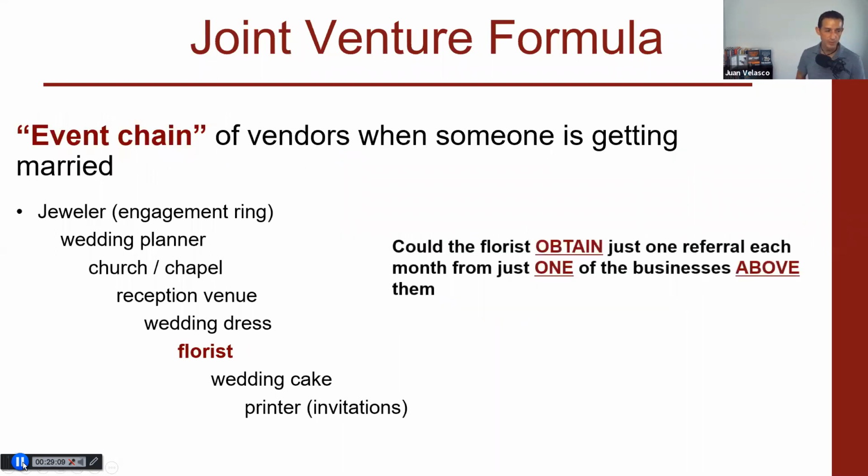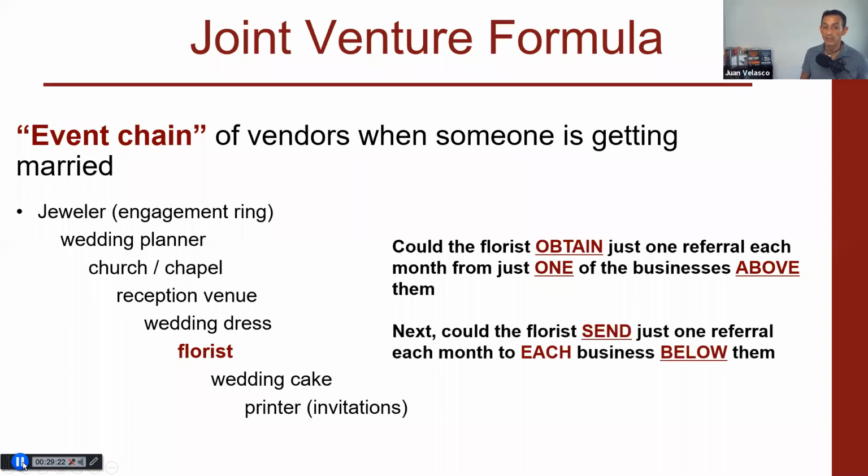So what I want to show you is this. Could the florist obtain just one referral each month from one of the businesses above? Most likely the answer would be yes, right? Because it's not just one, it's multiple businesses. Now, next, could the florist easily send one referral each month to each business below them? And again, if they have customers coming in, if they know they can recommend the wedding cake provider or a printer, right? So most likely the answer is yes.